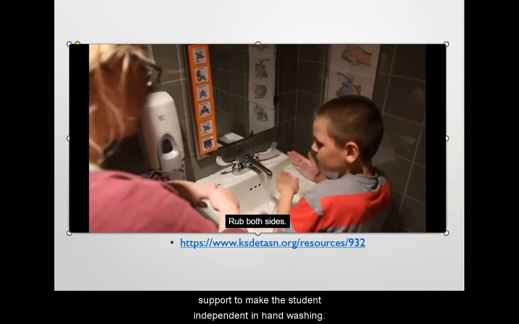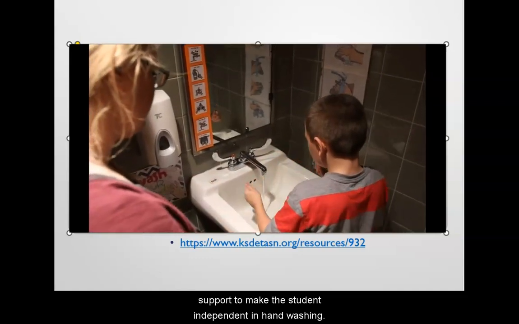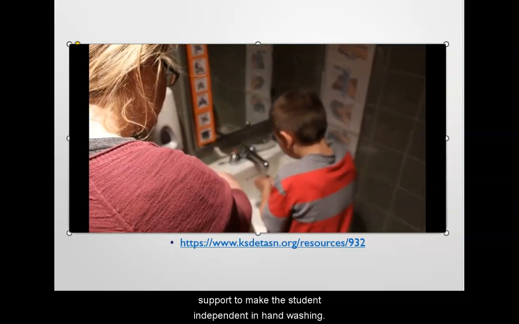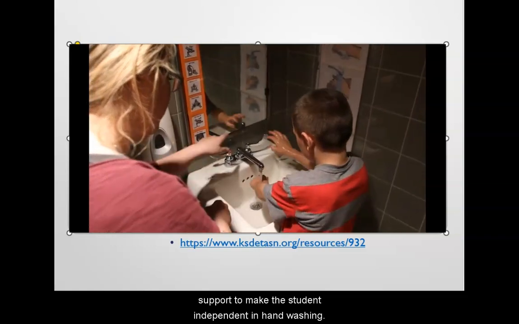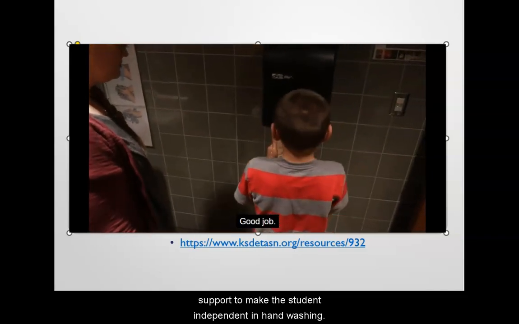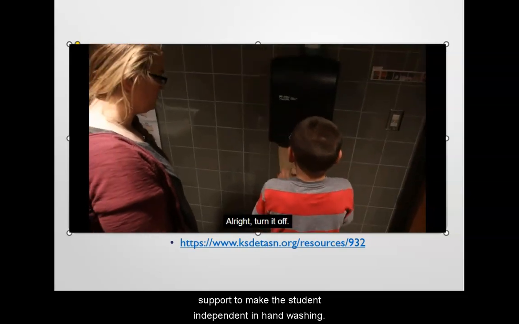Good. Rub both sides. Yes. Rinse them. Rinse them. And do this one. And like this. Good job. All right, turn it off. Dry your hands.